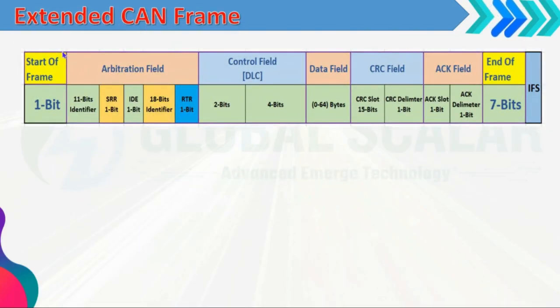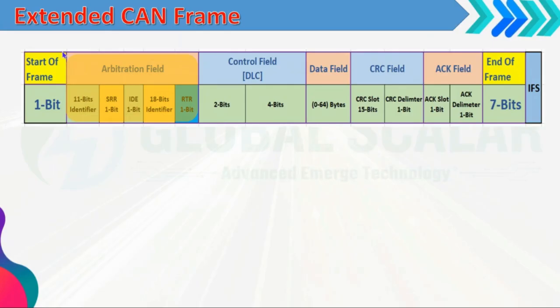And coming to the extended CAN frame, here in the arbitration field we additionally have the SRR. SRR will be 1 bit, the RTR will be 1 bit, and additionally we have the 18-bit identifier. So, standard and extended, the main difference stands in the arbitration field. In the arbitration field, we have the 11-bit identifier, the SRR 1 bit, the IDE 1 bit, the 18-bit identifier, and the RTR will be 1 bit.